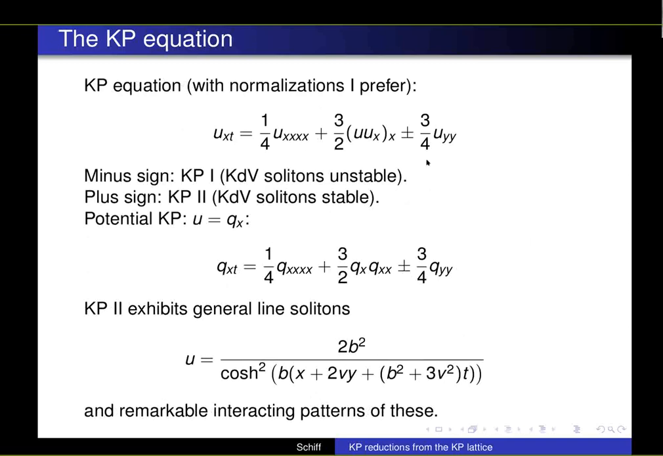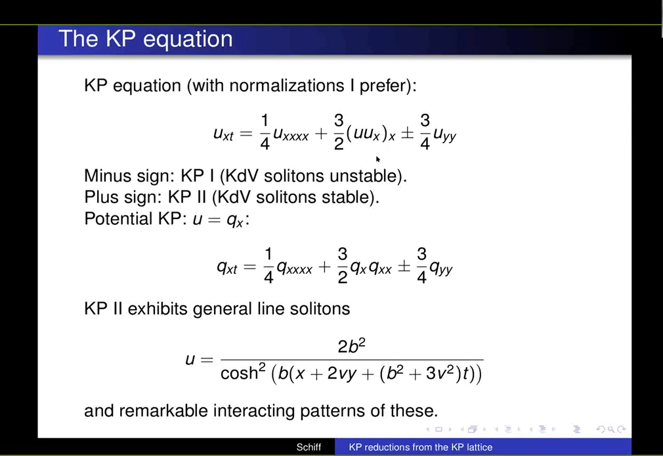This is a standard way you'll see the KP equation in the literature, and there's 2 signs. The positive sign is what's called KP2, which is where KdV solitons are stable. The minus sign is KP1, where KdV solitons are unstable. Okay, so another way we often look at this is we introduce a potential function Q, and if you do that, you can integrate this once and you can write it in this form.